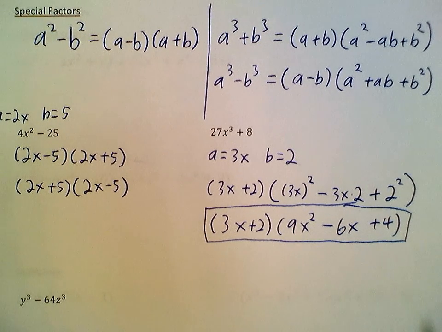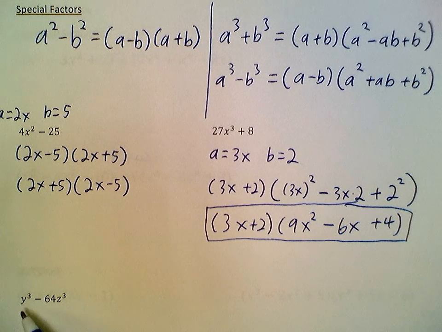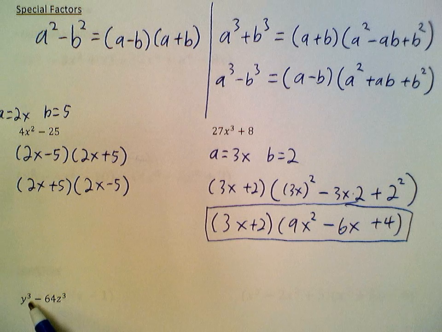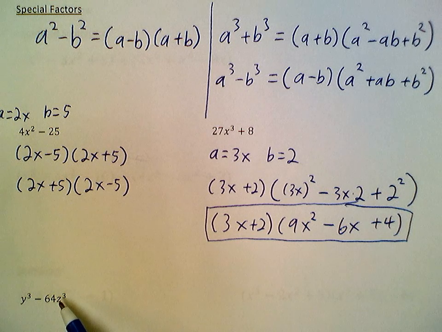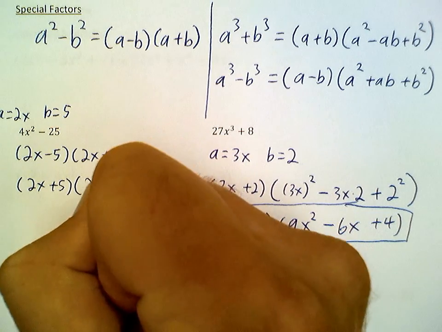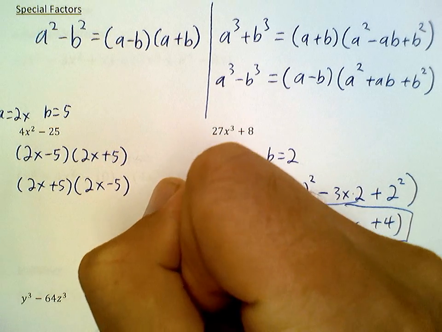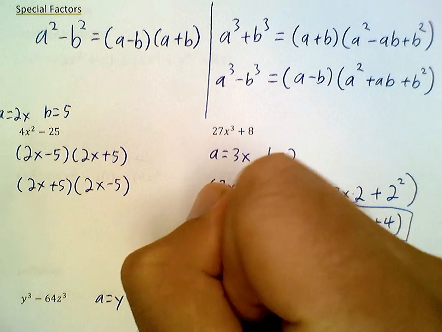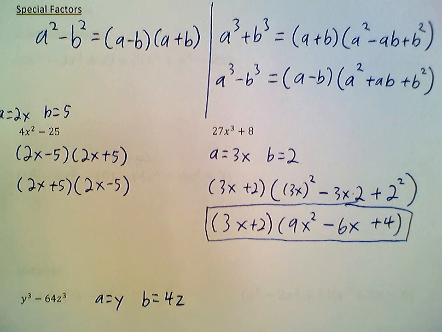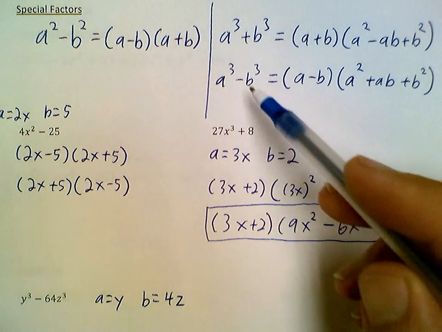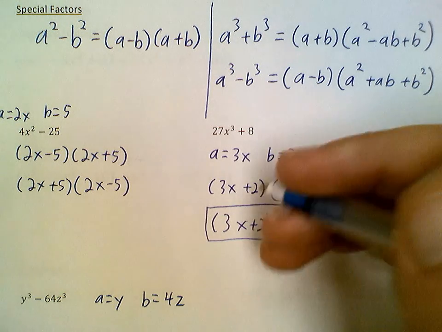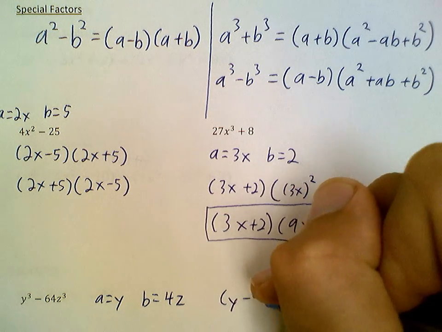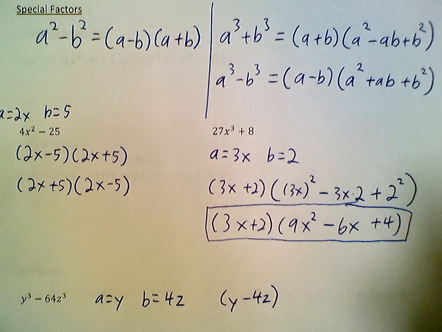Now down here, I've got y cubed minus 64z cubed. So this is a difference of cubes. Okay, so y cubed is obviously a perfect cube, and 64z cubed is a perfect cube because 4 to the third power is 64. So in this case, your a will just be y, and your b will be 4z. Using the difference of cubes, I start off with a minus b, so y minus 4z.